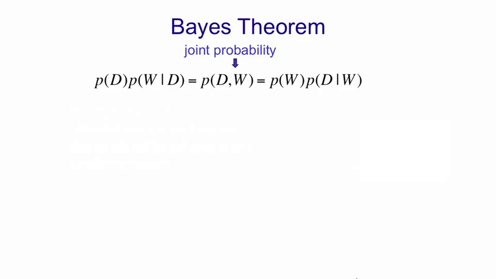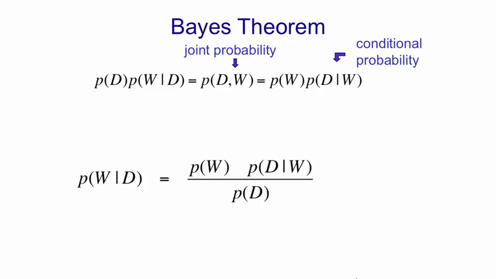That joint probability can be rewritten as the product of an individual probability and a conditional probability. So on the right we've written it as P of W times P of D given W, and on the left I've written it as P of D times P of W given D. Now we can divide both sides by P of D, and that gives us Bayes' theorem in its usual form.